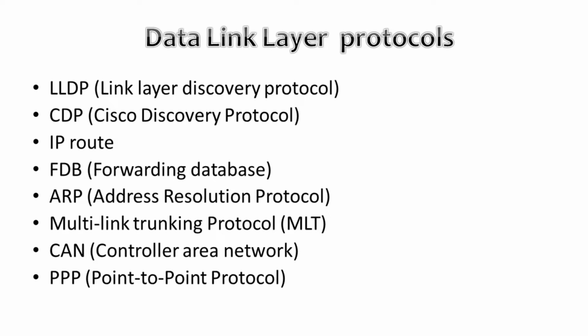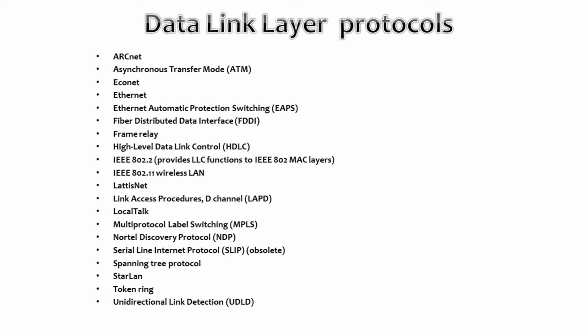There are some more protocols which work on the data link layer, like ARCNET, ATM, EconNet, Ethernet, automatic protection switching, then FDDI, Frame Relay, HDLC, IEEE 802.2 and 802.11 wireless, LattisNet, then LAPD, LocalTalk, and others like multi-protocol MPLS, then NDP, SLIP, StarLAN, Spanning Tree Protocol, Token Ring, and UDLD.